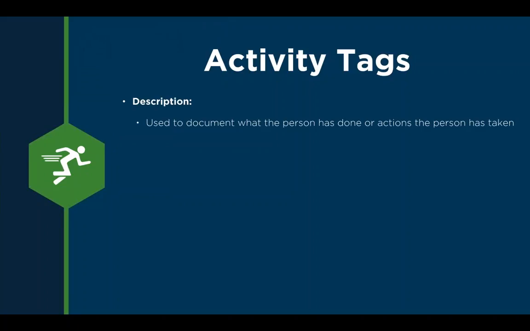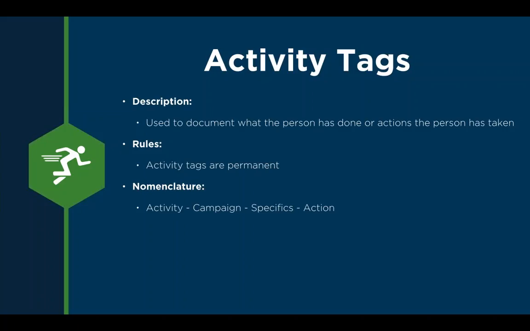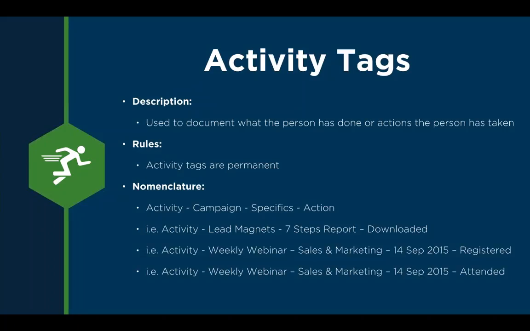Next is activity tags. Now, activity tags tell us what the person has done or actions the person has taken. And the rule here is that activity tags are permanent. We want to keep a permanent historical record of what has gone on with this particular contact. So again, the nomenclature: activity dash campaign dash specifics dash action. So things like activity, lead magnets, campaign, 7 steps report dash downloaded. So I know that the activity that they actually took was they downloaded that report. So that could be opened, clicked, downloaded, purchased, etc. Those are all the things that go on the end there, and then you organize them by campaigns, products, etc. Okay, so here's an example of a webinar: activity dash weekly webinar dash sales and marketing dash the date. So we get specific, and then we have registered and attended.